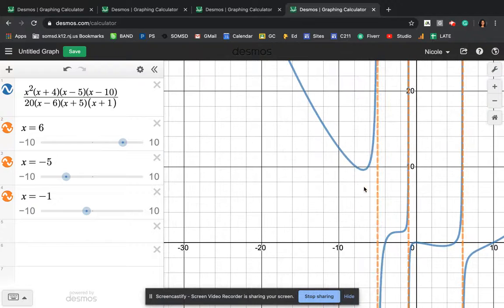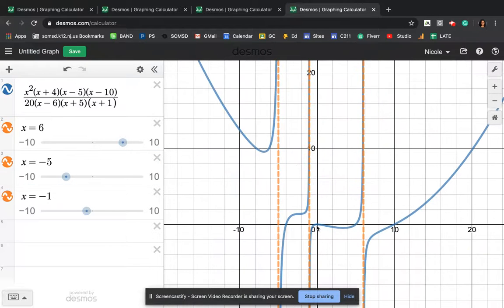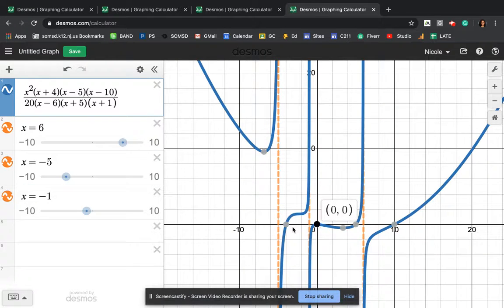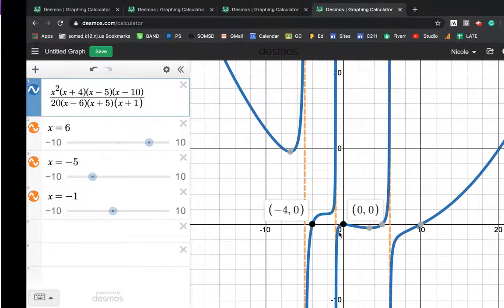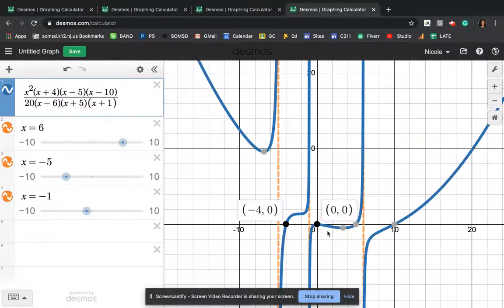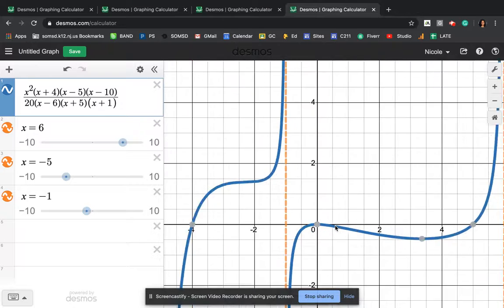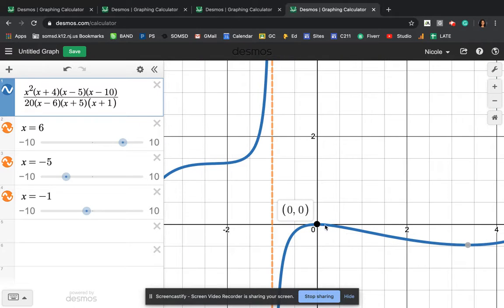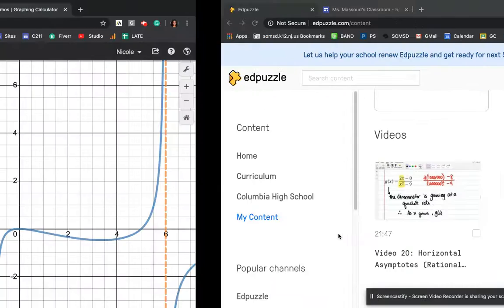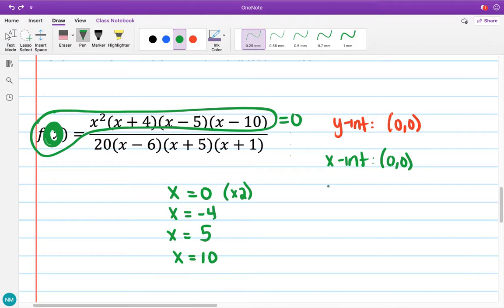So I have my y-intercept, let's go to y first, is (0, 0). It's also an x-intercept. Then we have our -4, we have our 5, and we have our 10. But look what happens at 0. It bounces off. It doesn't go through. So it goes up, hits (0, 0), and comes right back down. And so you would write them as points if it asks you for the actual x-intercepts.